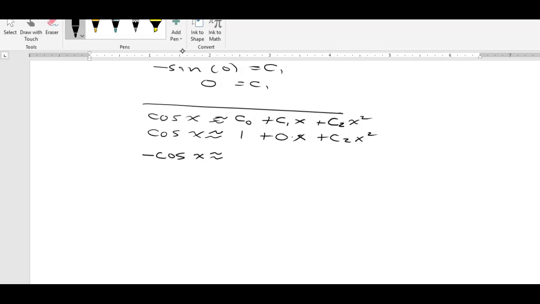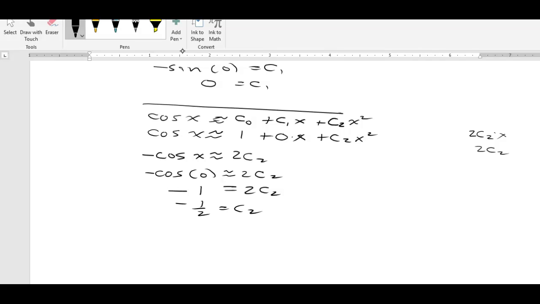So the 2 comes out front, and the exponent is decreased by 1. Let me just write that down as a note over here. The first derivative would be 2c2 times x. And then if we took the derivative of that linear term, we would just be left with 2c2. And as always in this case, we're centering at 0. And so we would get negative 1. Cosine of 0 is 1, so negative 1 is equal to 2c2. Divide both sides, and we get c2 to be negative a half.